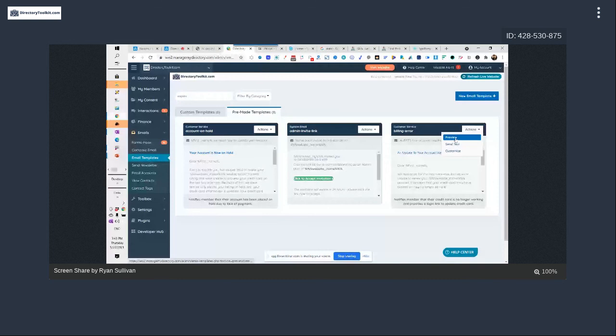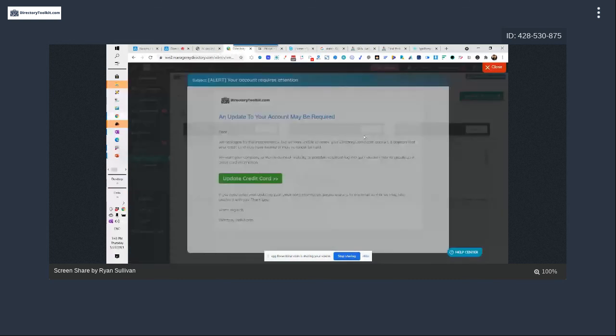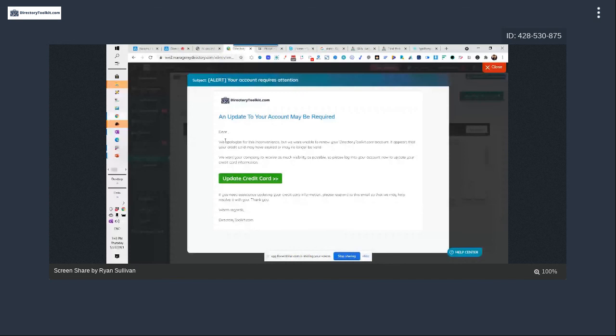It'll say, "Dear so-and-so, we apologize for the inconvenience. We were unable to renew your account. It appears your credit card may have expired or is no longer valid. We want your company to receive as much visibility as possible. Please log into your account now to update your credit card information." So, and then just click.